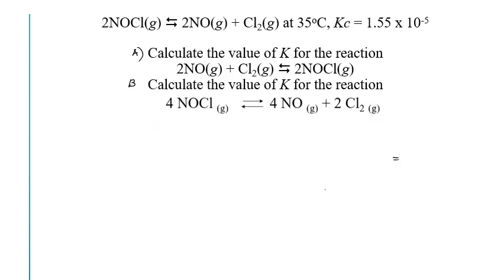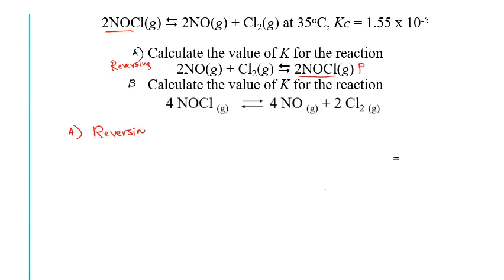In this question we can see an equation, 2NOCl gives 2NO plus Cl2 at 35 degrees Celsius, Kc equal 1.55 times 10 to the power negative 5. And the question is, calculate the value of K for the reaction 2NO plus Cl2 gives 2NOCl. So what is the change here? NOCl is the reactant, and in the new equation, NOCl is the product. So we are reversing.